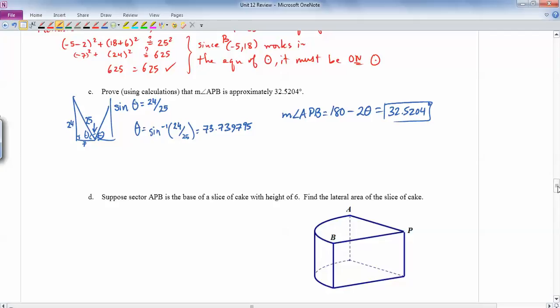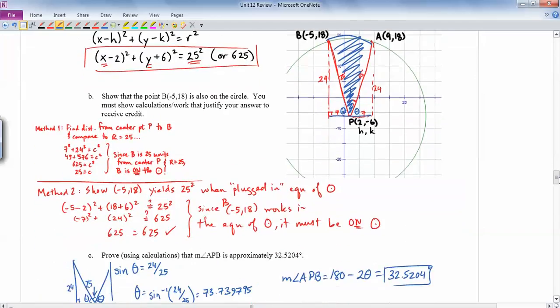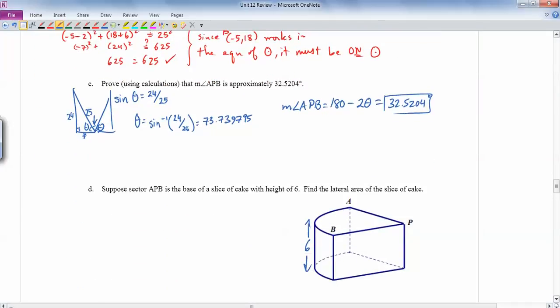So in D it says, suppose that APB is the base of a slice of cake with a height of 6. So APB again is this sector right here. Okay. Well, we know that the angle APB, this angle right here, is 32.5204 degrees. We need the lateral area of the cake. Oh, we also know the radius is 25.